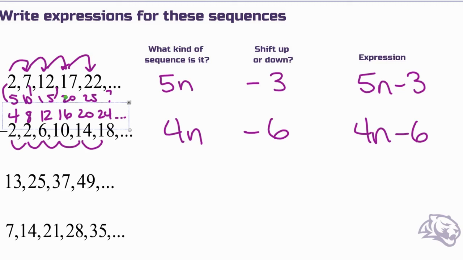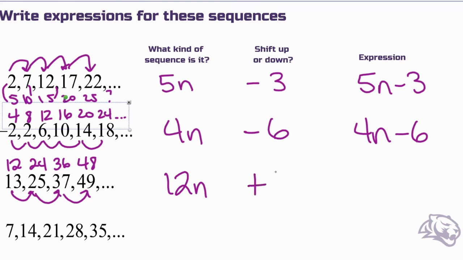Next one, 13, 25, 37, 49. What type of sequence is this? Again, as we go, we are counting by 12s. This is actually a 12n sequence. And the 12n sequence that counts by 12s is 12, 24, 36, 48, and so on. And all of these numbers are just shifted to the right. They're all 1 bigger than the 12n sequence. So that got shifted up 1. So my expression is 12n plus 1.